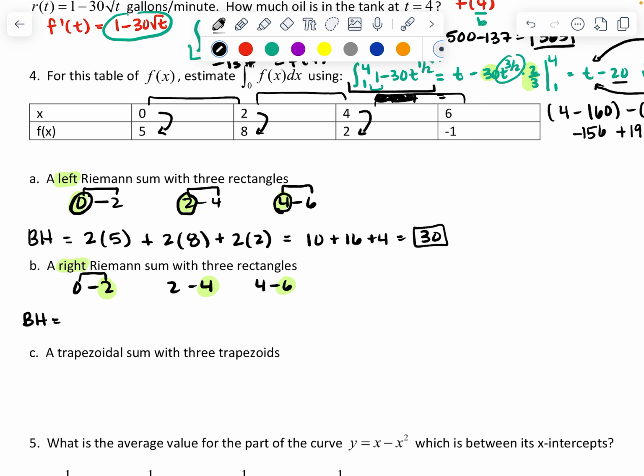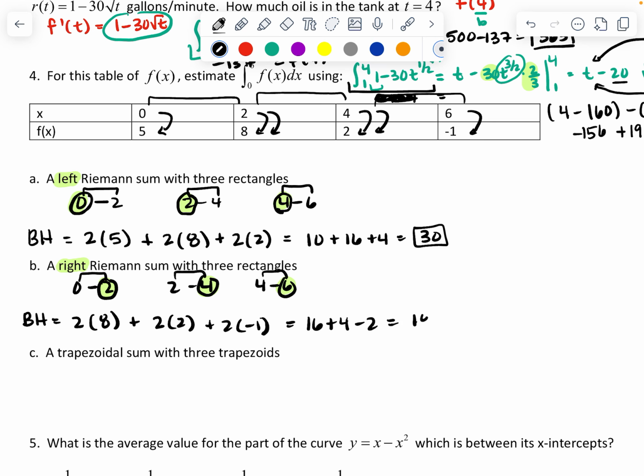So the base here is still 2. The height is the value at 2. So the value at 2 is 8. Then plus the base is still 2. The height at 4 is 2. And then the base here is 2. And the height at 6 is -1. And because we have a negative height, it just means it's below the x-axis. So this is 16 plus 4 minus 2, which is 18.